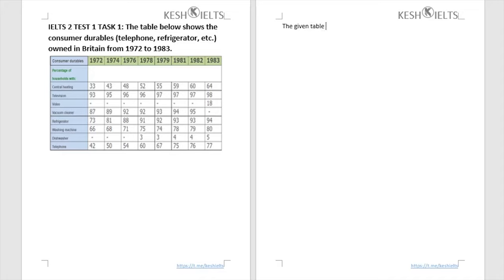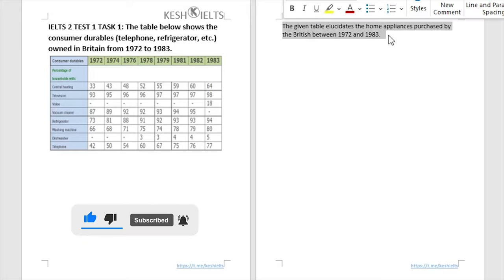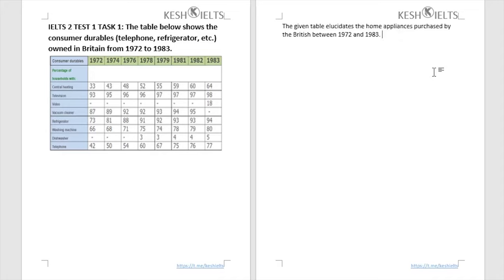The given table elucidates the home appliances purchased by the British between 1972 and 1983. As you can see, we have the same meaning here, but with different words, and somehow a little bit different grammar. So the job is done for the introduction. Now I'm going to move to the overall section.